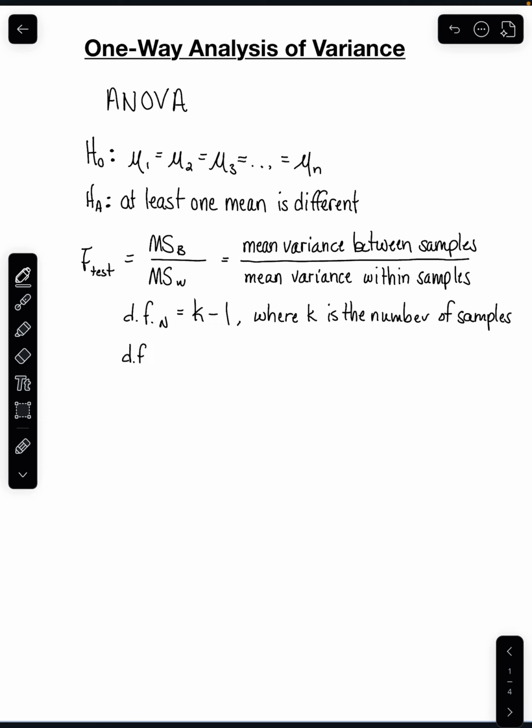The degrees of freedom of the denominator, however, is equal to big N minus k, where big N is the sum of the sample sizes. It will help to see these in an example, which we will do shortly.